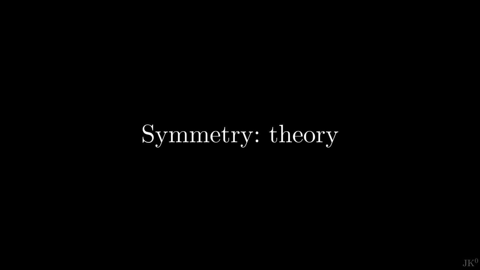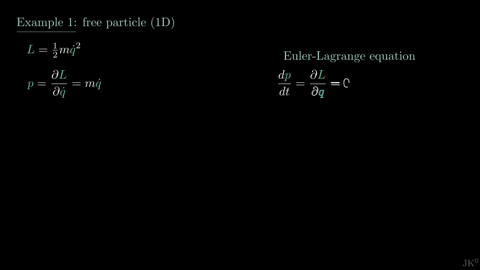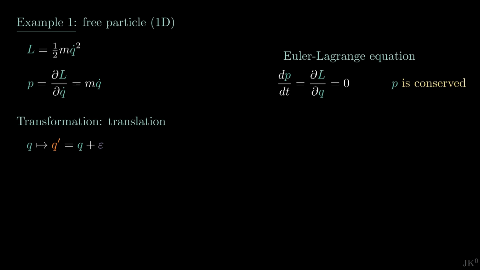Let's now move from the conceptual to a more quantitative approach and see a few examples of physical systems invariant under particular transformations. We will only focus on infinitesimal transformations. Any finite transformation can be obtained by consecutively applying the infinitesimal transformation. Consider a free particle in 1 dimension, whose Lagrangian is just its kinetic energy. Its momentum is m times q dot, and from the Euler-Lagrange equation, we find that this momentum is constant. We say that p is conserved. Let's see how the Lagrangian of this system changes under an infinitesimal active translation of its coordinates, where epsilon is a small constant.